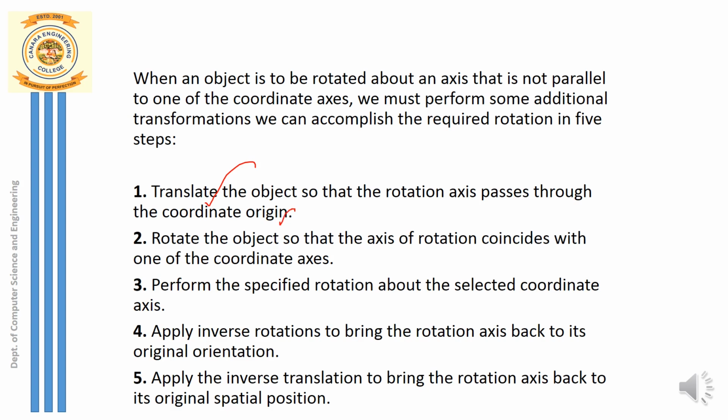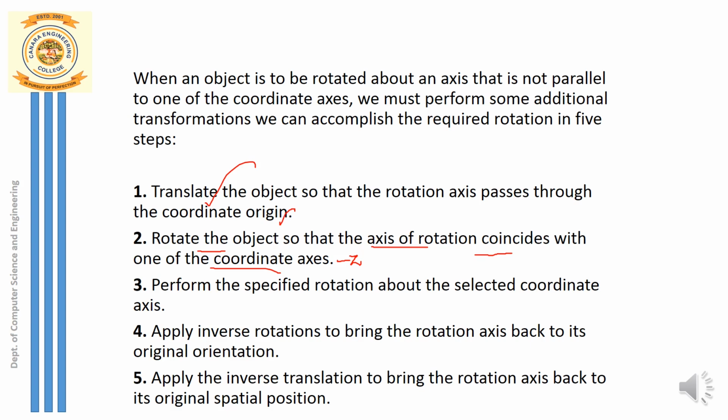So our object was the line segment, which has to be translated to the origin. After translating it to the origin, step 2 was to orient or rotate the object so that the axis of rotation aligns or coincides with one of the coordinate axes, and that coordinate axis was the z-axis. So we oriented the line segment so that it aligns along the z-axis.